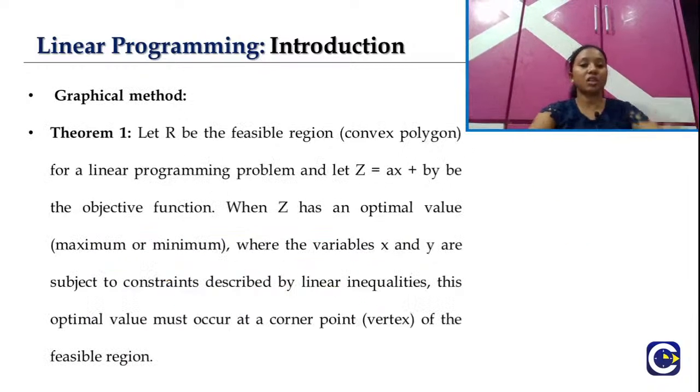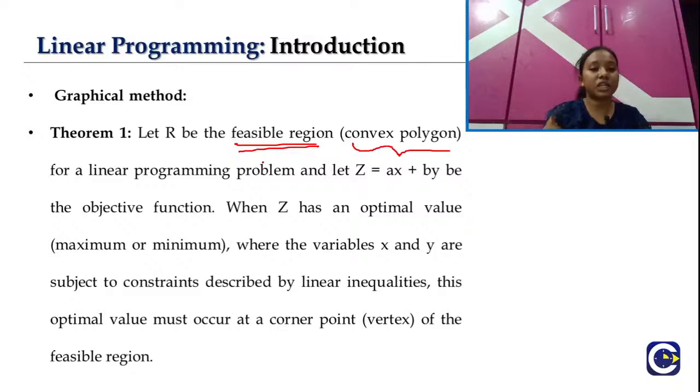So let's see the theorems related to our graphical method. Let R be the feasible region. As I mentioned, what is this feasible region? This is the intersection region of all the constraints. Let R be the feasible region. In general, it will be a convex polygon for a linear programming problem, and let z equal to ax plus by be the objective function.